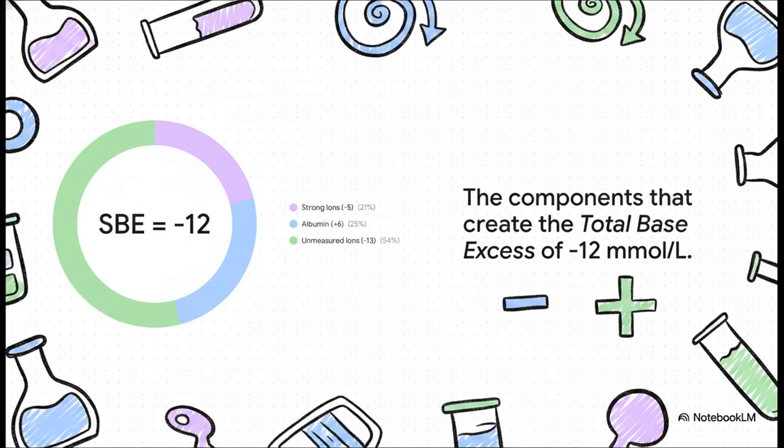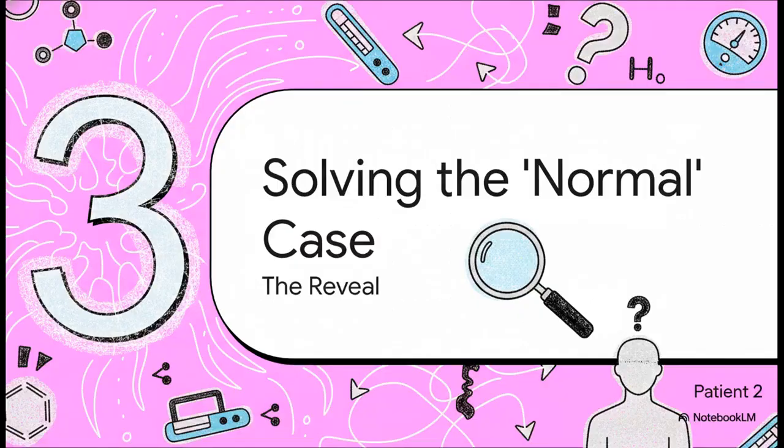And boom! Check this out. This chart just lays it all out perfectly. You can see how the -5 from the strong ions, the +6 from the albumin, and that big -13 from the unmeasured ions all combine to create that total SBE of -12. We've totally broken down the problem. Okay, so we've got the hang of this tool, right? We know how to break down the base excess. Now let's get back to our original mystery, patient 2 and their deceptively normal blood gas.